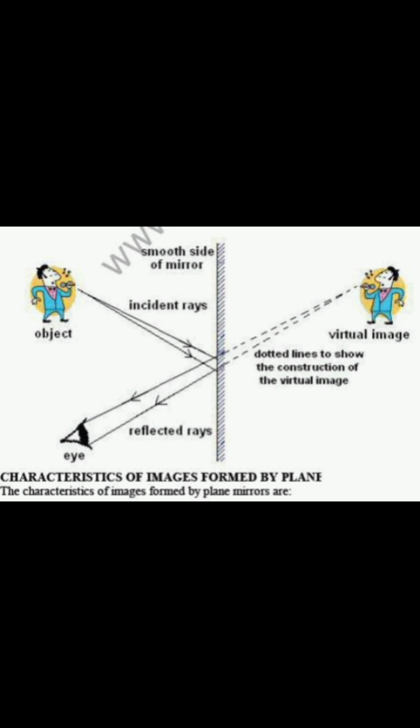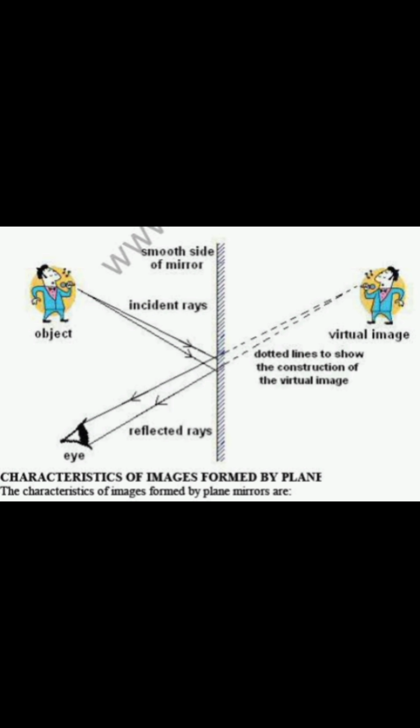So regular reflection happens on smooth surfaces and all rays reflect in the same direction, and your image is always clear. Irregular reflection happens on rough surfaces, for example walls. Rays reflect in different directions, and your image will not be clear.